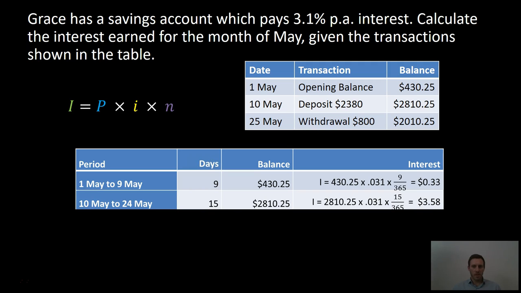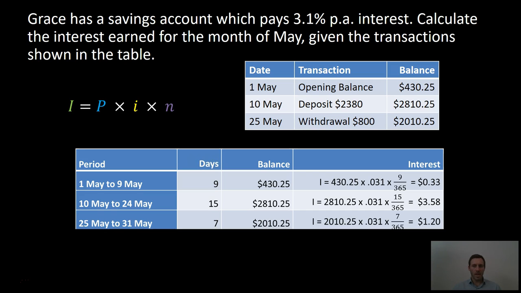Then Grace deposits another $2,380. The next period is from and including 10th of May to 24th of May. There's 15 days. P, or the balance, becomes $2,810.25 and $3.58 interest is earned.